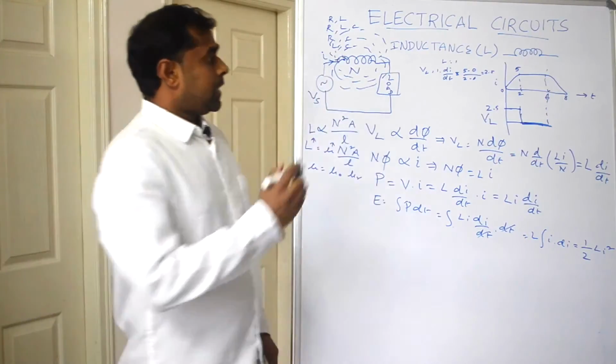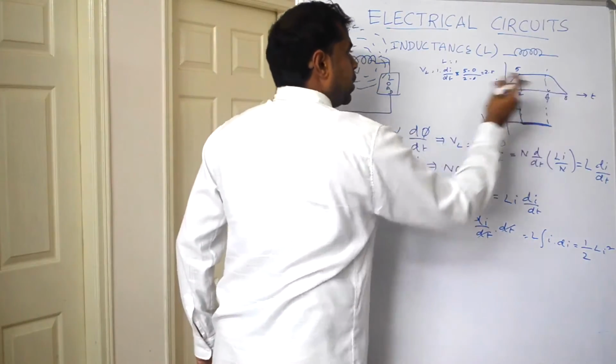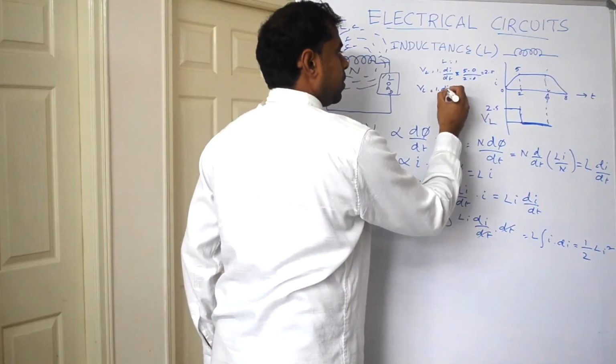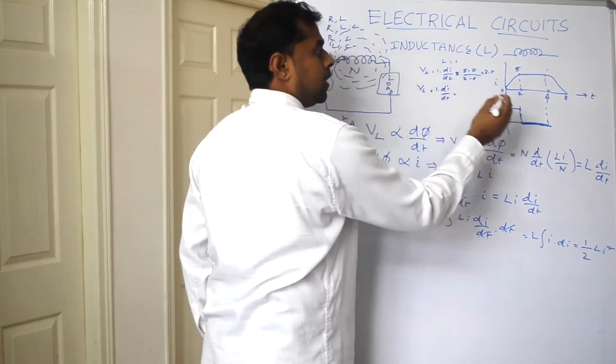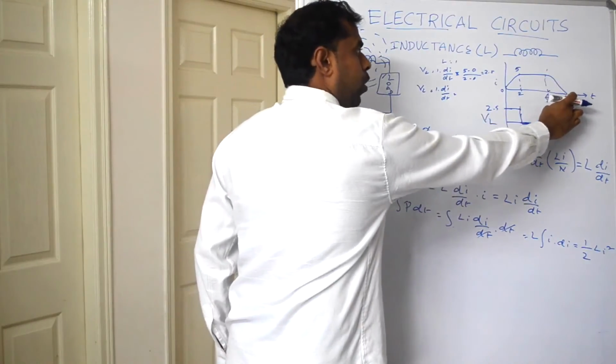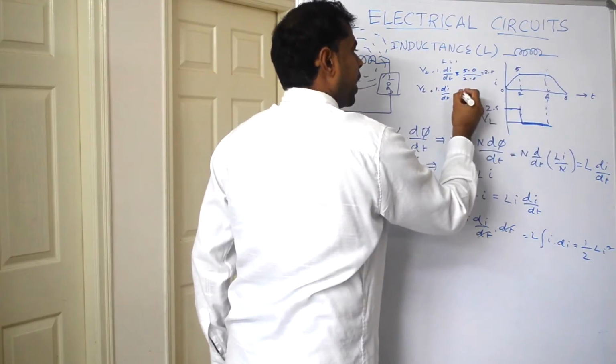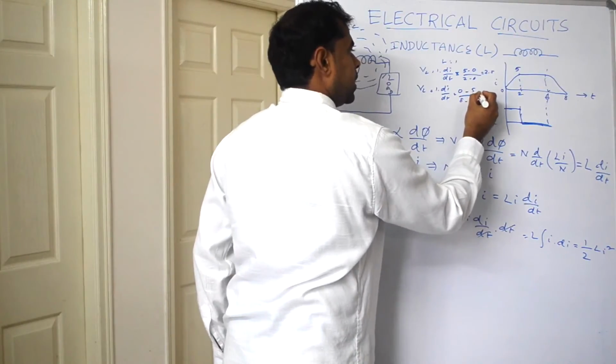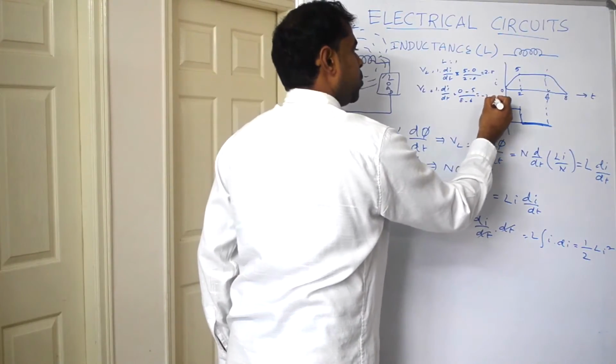Next I am taking from 6 seconds to 8 seconds. What is the VL? Here the current final value is 0 and the initial value is 5. So 0 minus 5 by 8 minus 6. It will be minus 2.5.